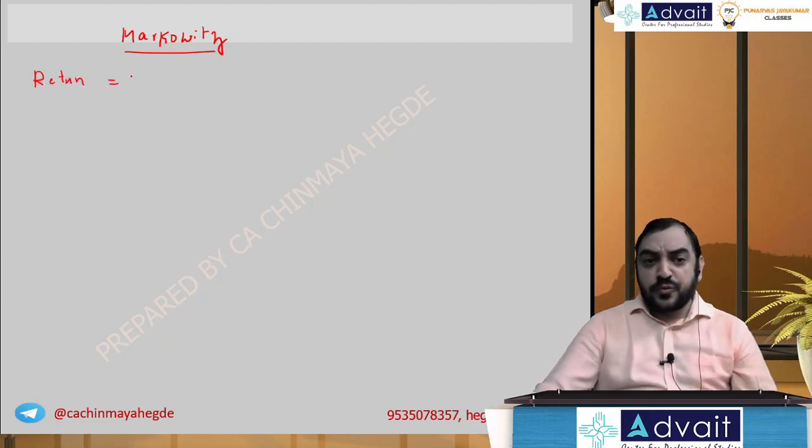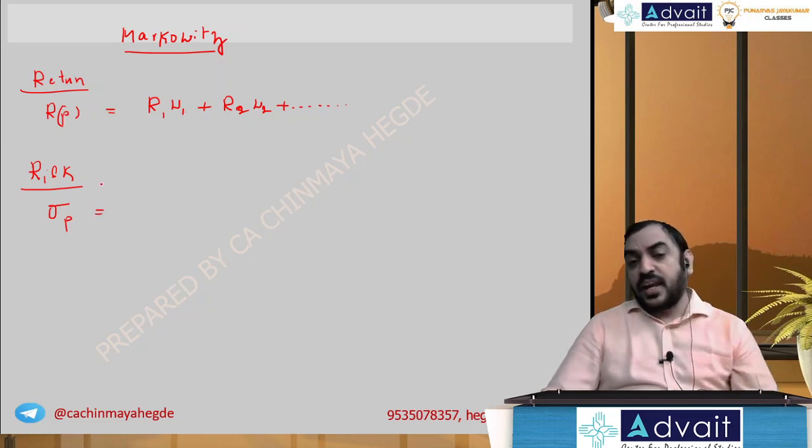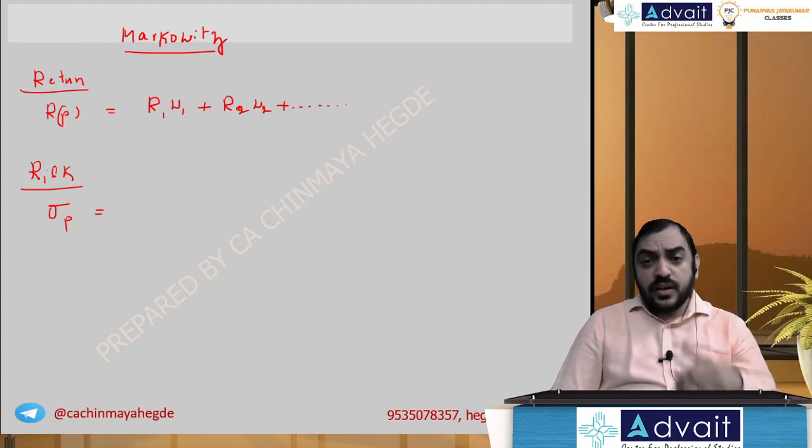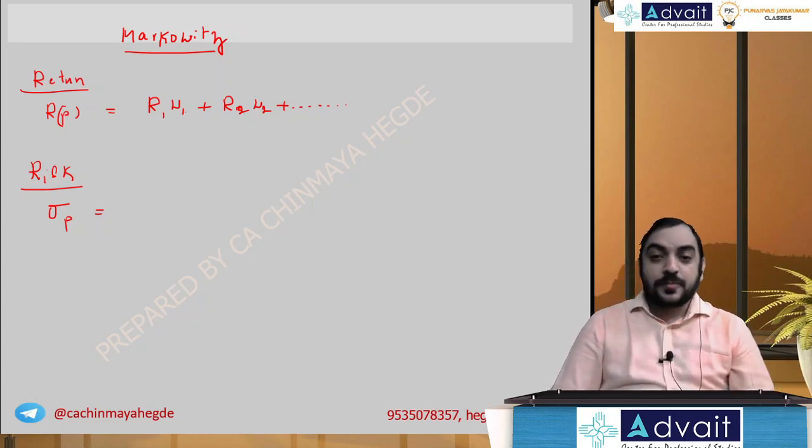Okay, Markowitz, risk or first is return. If it is a two security portfolio, return of portfolio RP equals R1 W1 plus R2 W2 and so on. However many securities might be there. Risk of Markowitz portfolio, standard deviation of P. He has given the formula like this. You understand R1, return from security 1. R2, return from security 2. W1, weight in security 1. W2, weight in security 2 and so on.